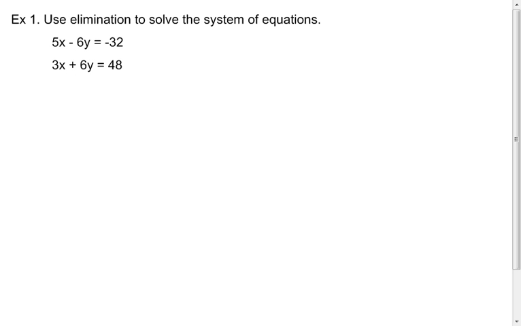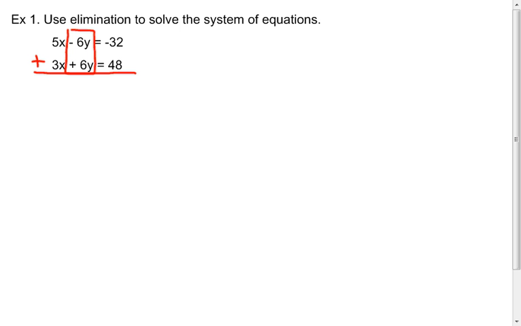Here's an example. Use elimination to solve this system. Now, remember, we're looking for same or opposite. These pieces right here are opposites, a negative 6y and a positive 6y. Remember, opposite means add. So I'm going to add these two equations together.